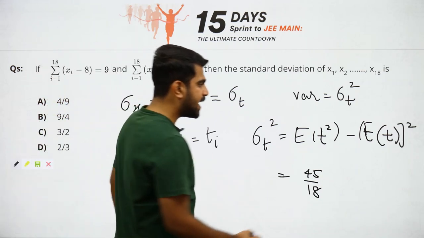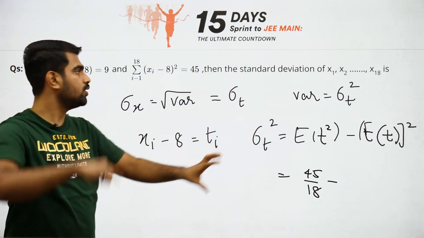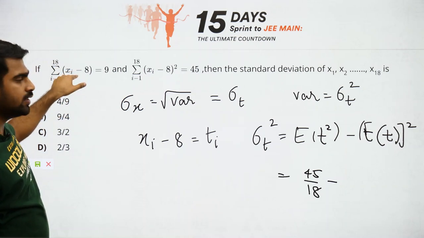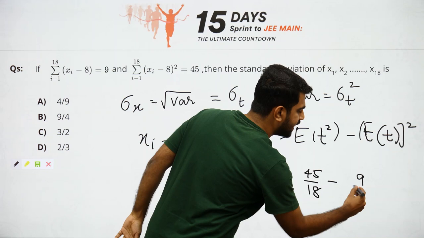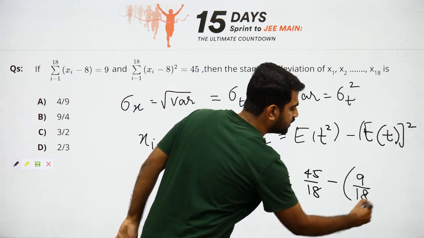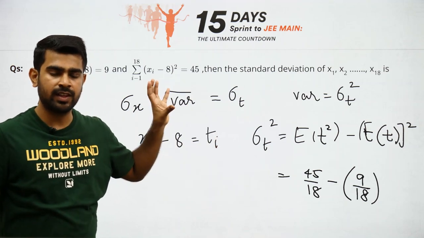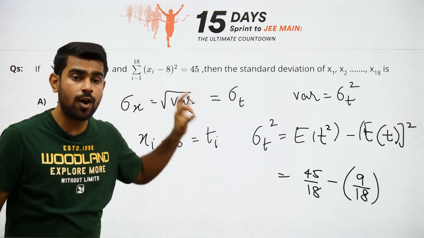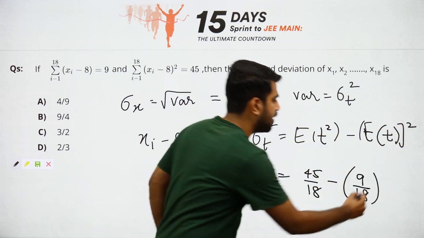So now minus E of t the whole square. What is E of t? The sum of all t's is 9. And the total number of elements is 18. So 9 by 18 is my mean of t. Now what do I have to do? I have to square it.